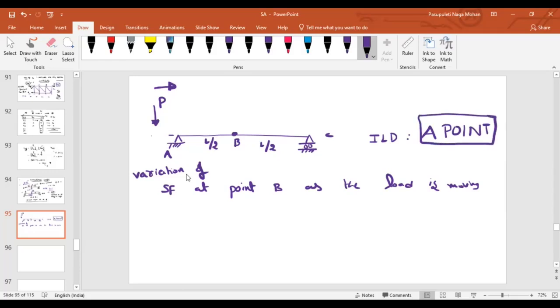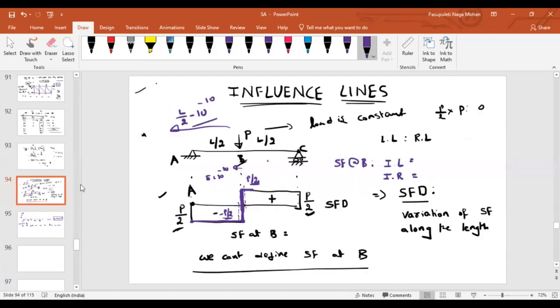Right? Here, which one is constant? A selected point is constant, the load is moving. What about in a shear force diagram or axial force diagram or bending moment diagram? In this case, which one is constant? We will talk about the load being constant.